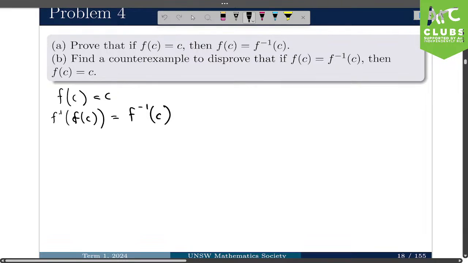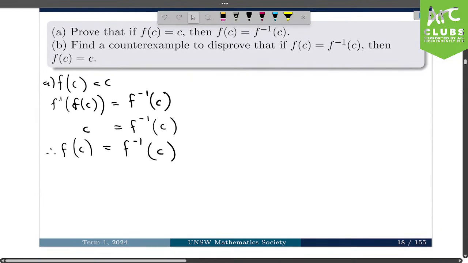Right? And obviously, f to the minus 1 of f of c would just return the value c, right? They would cancel each other out. And on this side, we have the inverse of f evaluated at c. And that means that f of c is actually equal to the inverse f of c at that point. And that's basically part A proven, right? Easy peasy, right?